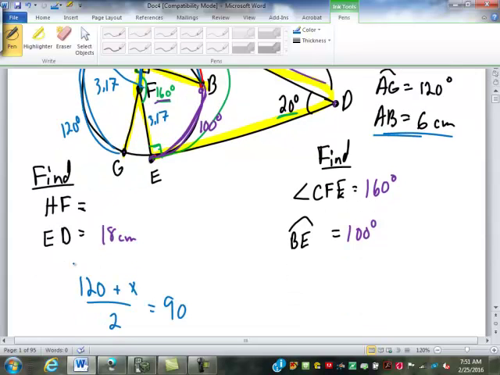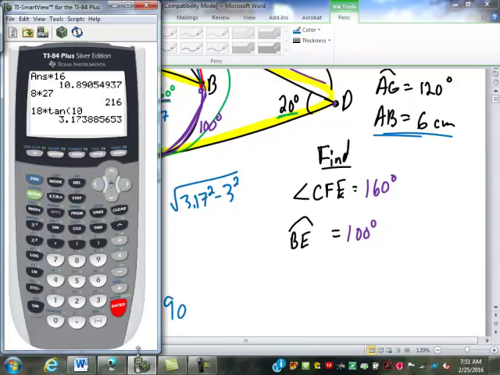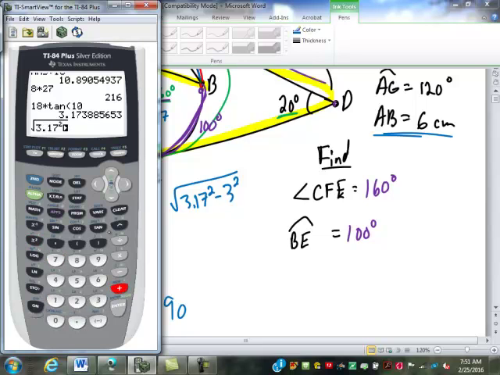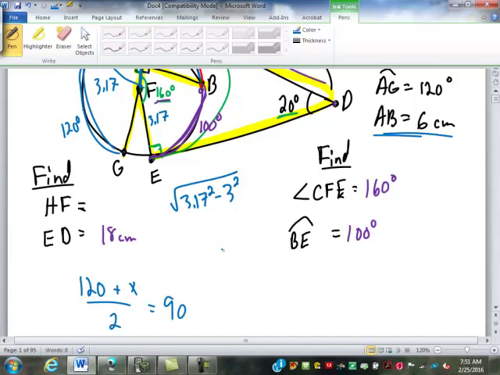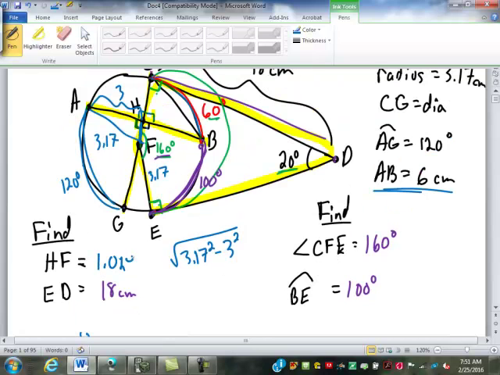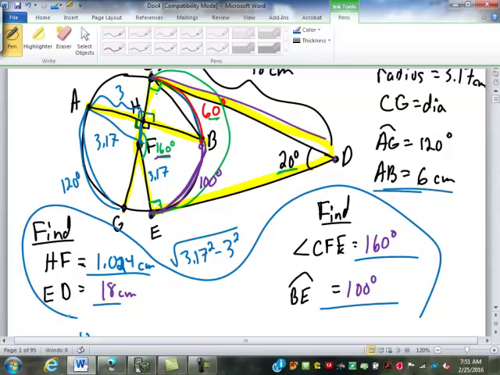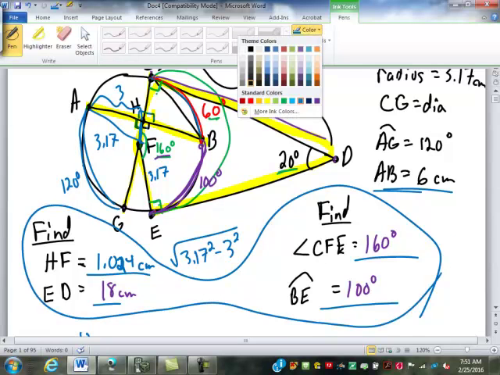So, 3.17 squared minus 3 squared, because the 3.17 is the hypotenuse. That gives .024. There it is. Questions?